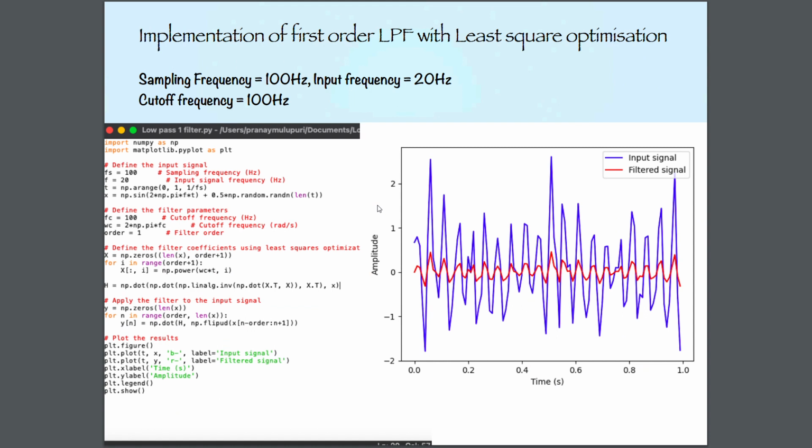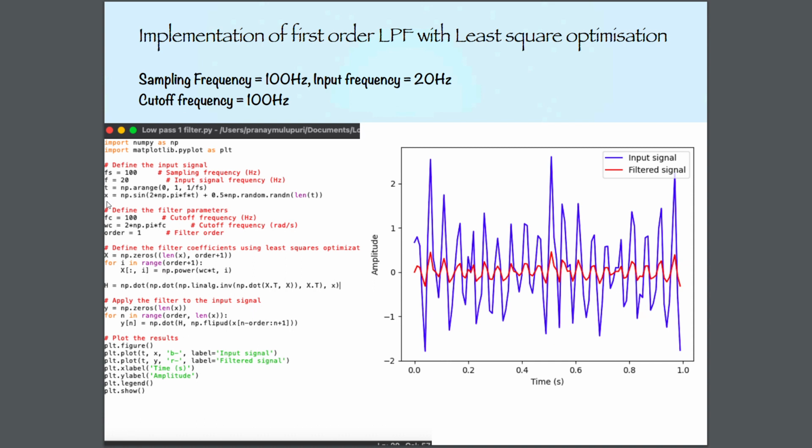So this is how we are implementing the first order low pass filter with the least square optimization. This is the output when we implement it in Python using the NumPy as np and Matplotlib libraries. We are implementing the first order low pass filter code by taking the optimal frequencies. Here we are importing the NumPy and Matplotlib libraries from the Python modules, and here we are defining the input signal. This is our sampling frequency and this is our input signal frequency, and here we are defining the time period.